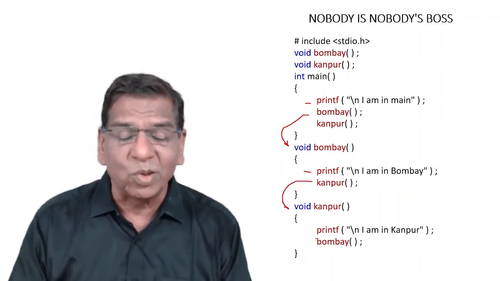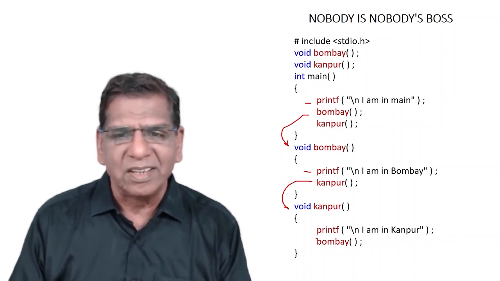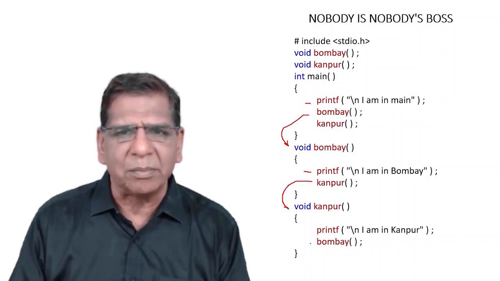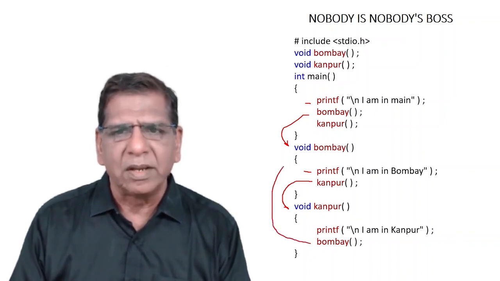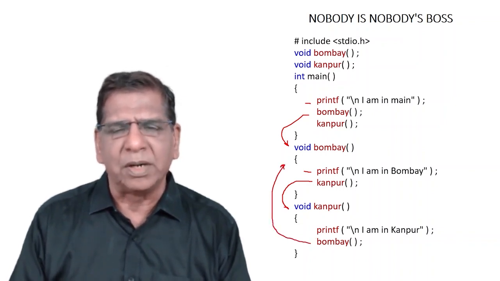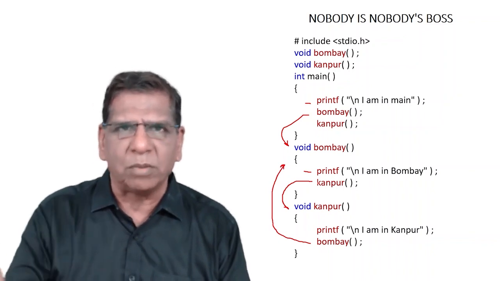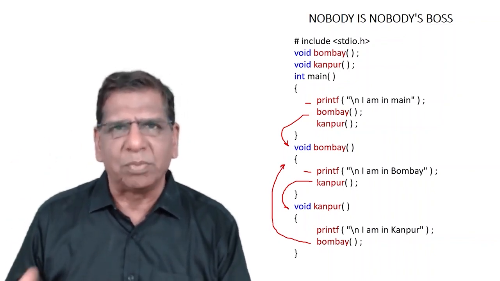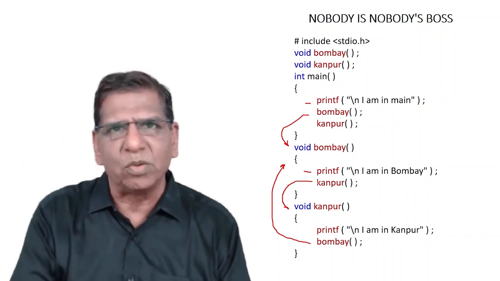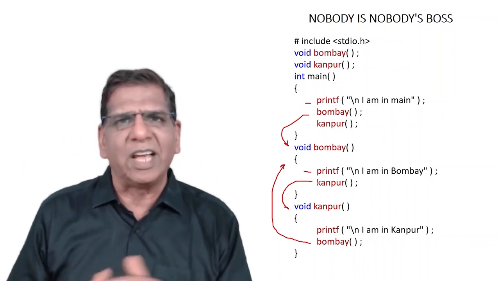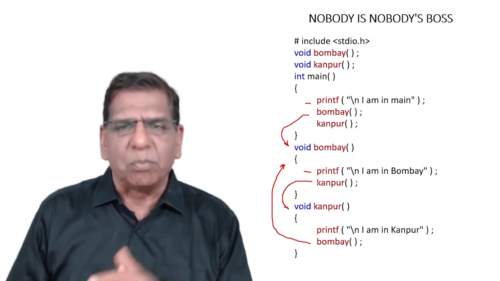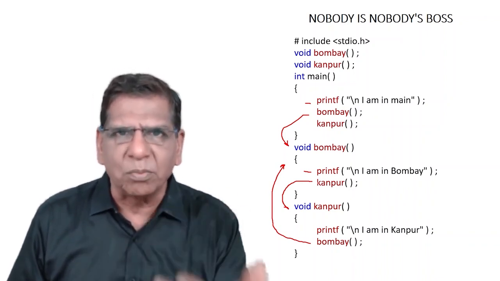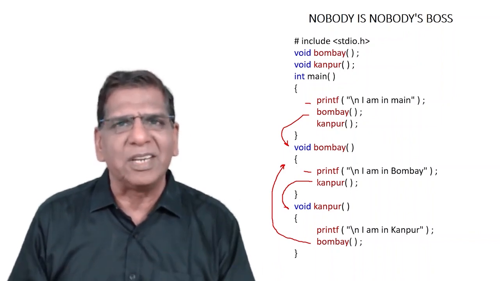And then notice that there is a call to Bombay. This call to Bombay will do what? It will simply bring the control once again back to Bombay. Again I am in Bombay would get printed. Again there is a call to Kanpur, so control will jump to Kanpur. I am in Kanpur will get printed. Call to Bombay brings you back to Bombay. What has really happened? Bombay keeps calling Kanpur, Kanpur keeps calling Bombay. You and I are stuck in an infinite loop.